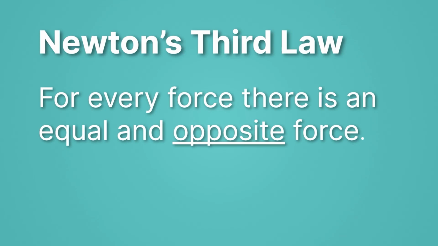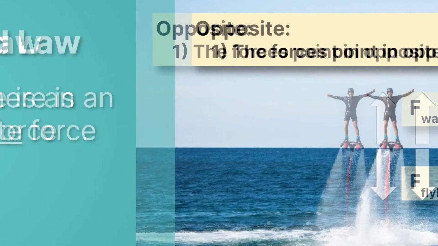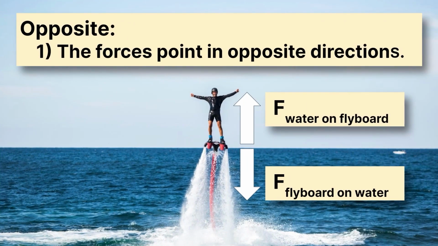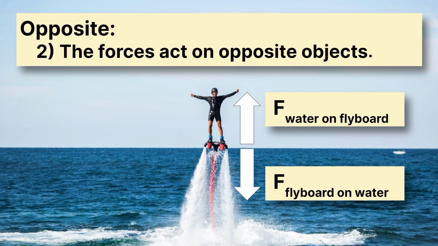Now, Newton's third law also tells us that the forces are not just equal, but they are opposite. What does that mean? It actually means two things. First, the forces point in opposite directions. One's pointing down, the other's pointing up. But secondly, and also important, the forces act on opposite objects. What we mean there is that we flip-flopped the flyboard and water in those two Newton's law pairs, so that the top force, as we mentioned, is on the flyboard, whereas the bottom force is on the water.